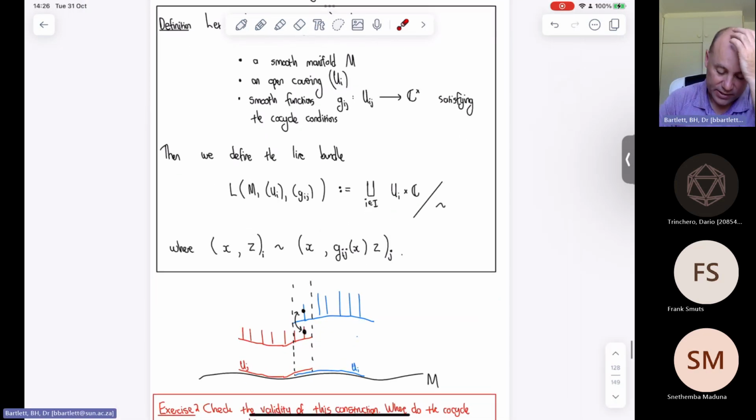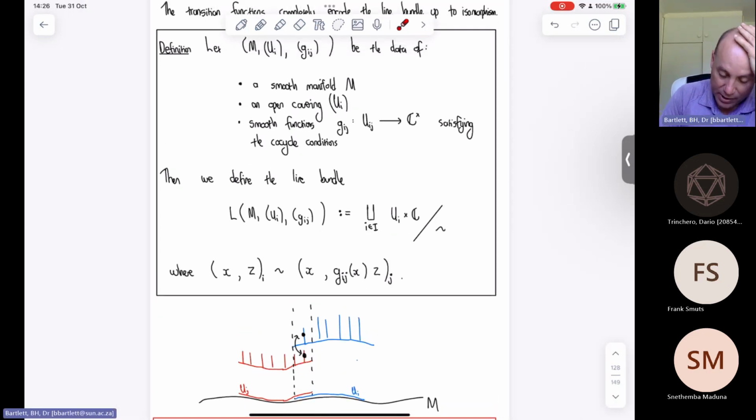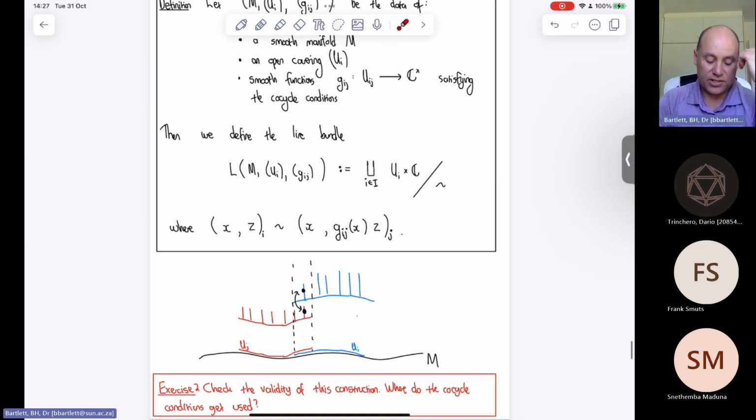So just as a picture, a point in this line bundle is an equivalence class. And you see here, I've glued all these local product line bundles together. So for example, this point here got glued with that point there. And I've just written down the formula. It might not be obvious that this really is a line bundle, that you do need to check the validity of this construction.